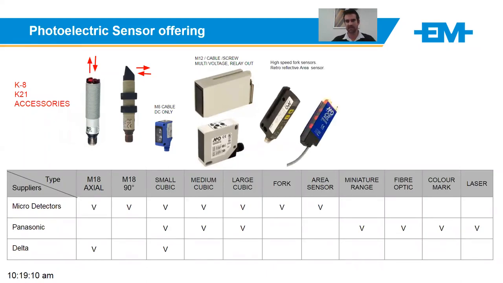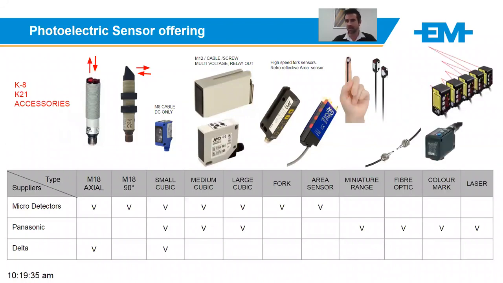Some of the new sensors are the high-speed fork sensor, as well as a retroreflective area sensor. These are new to the catalog. We'll discuss the fork sensor a little bit later, like I mentioned, in a special focus. We also have the ultra miniature sensor from Panasonic. As you can see, it's extremely small, and obviously their fiber optic range to complement as well. And last but not least, the color mark and our laser displacement sensors. This is basically all our photoelectric offering that we have.